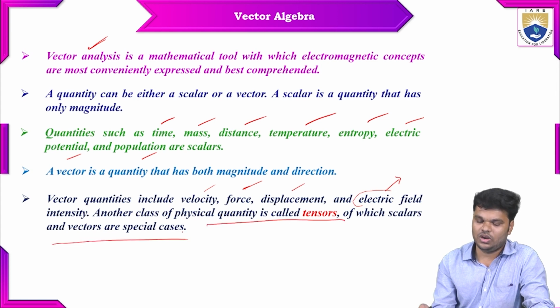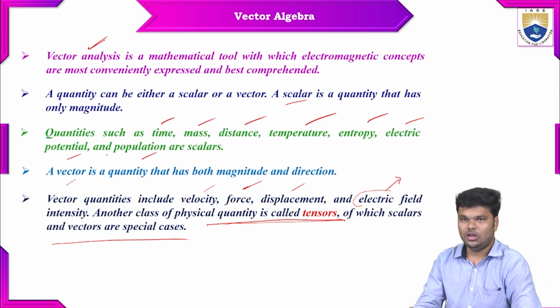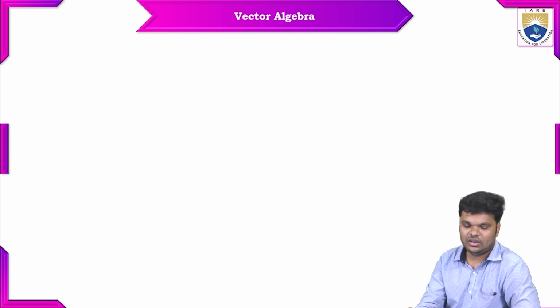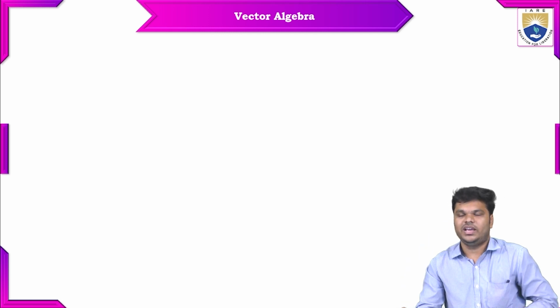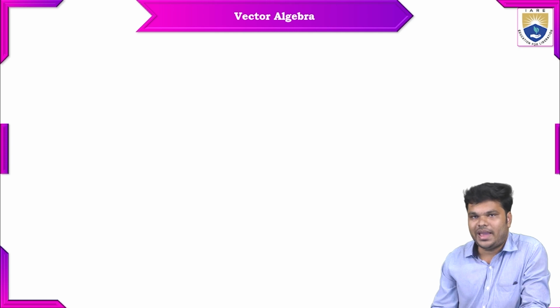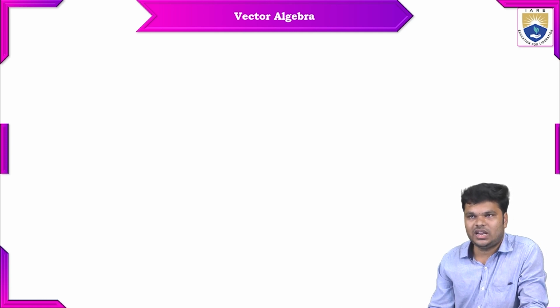We are only concerned about scalars and vectors. So let's look at these things in detail. What is a scalar quantity? As I told you, if a quantity has only magnitude, then that quantity can be called a scalar quantity.